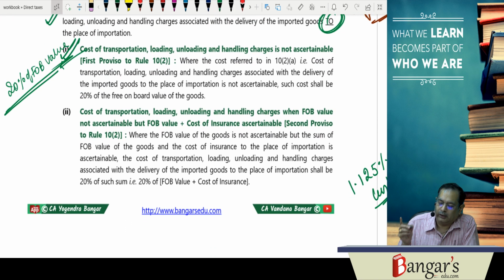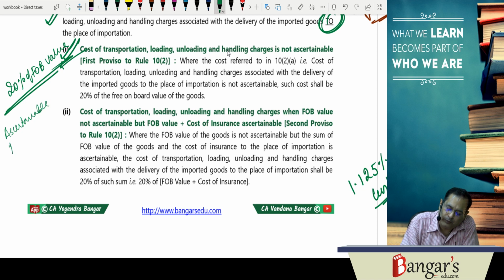And in case the cost of transport, loading, unloading and handling charges is not ascertainable, and the FOB value is also not ascertainable, but FOB plus cost of insurance is ascertainable. What is ascertainable is FOB plus cost of insurance.